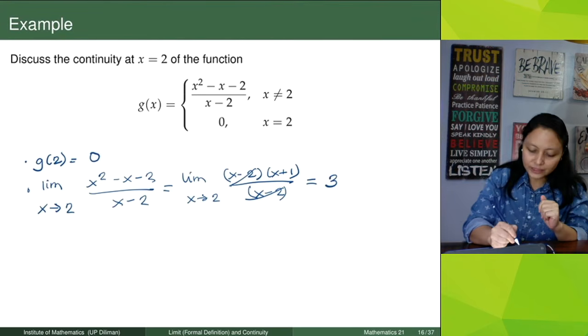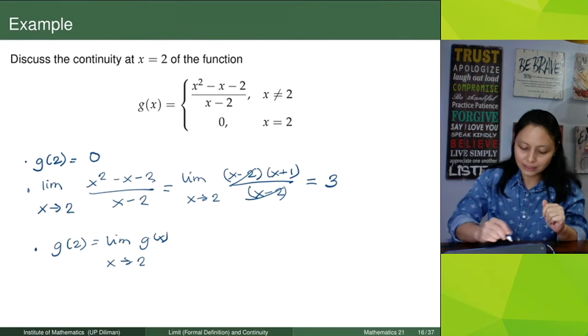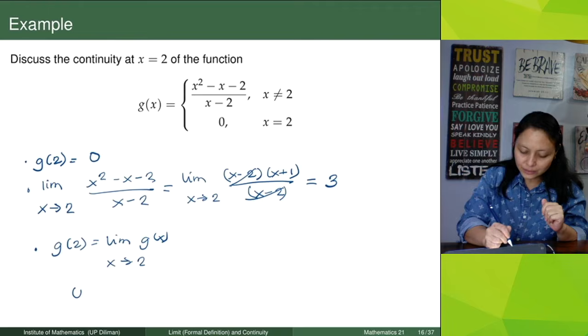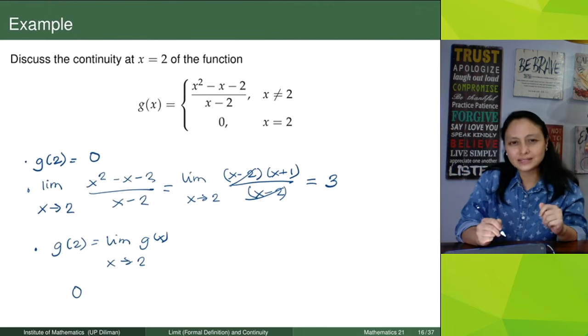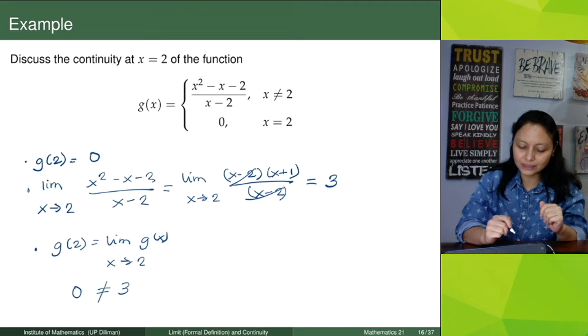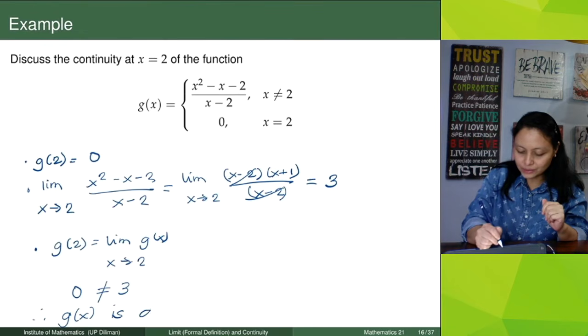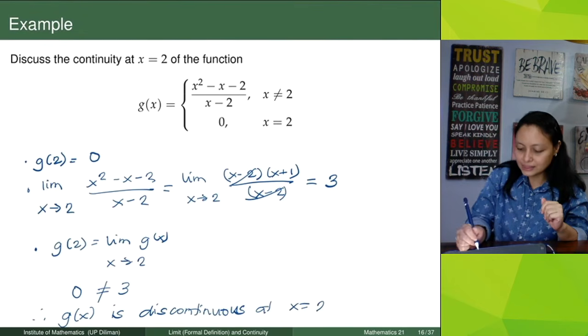Okay? Now, yung third condition, di ba, dapat yung g of 2 should be equal to the limit of g of x as x approaches 2. Ang g of 2 natin ay 0 and the limit of g of x as x approaches 2 is 3. So since they are not equal, we say that g of x is discontinuous at x equals 2.